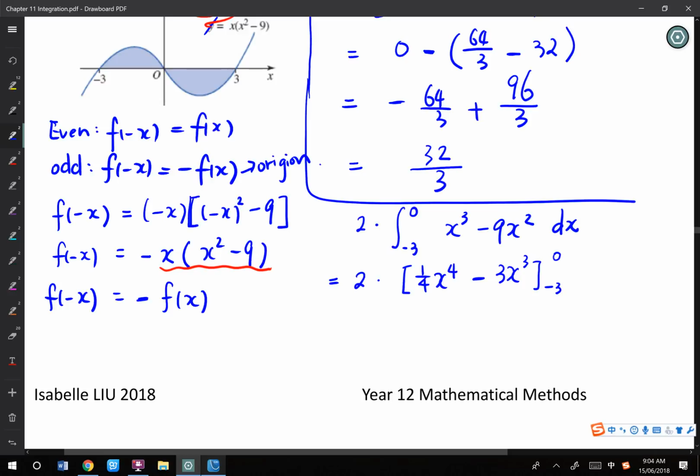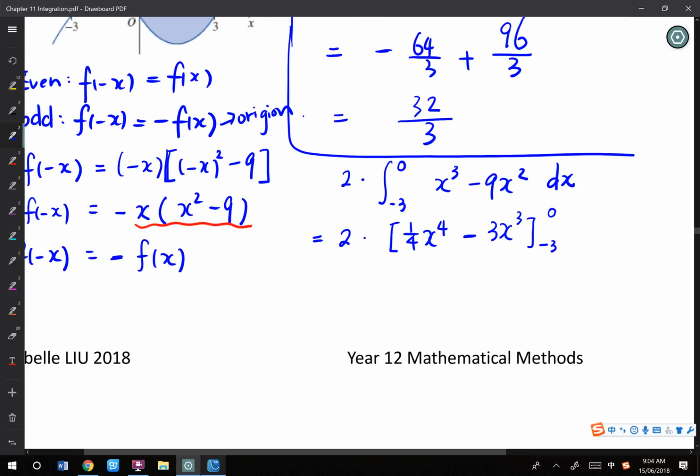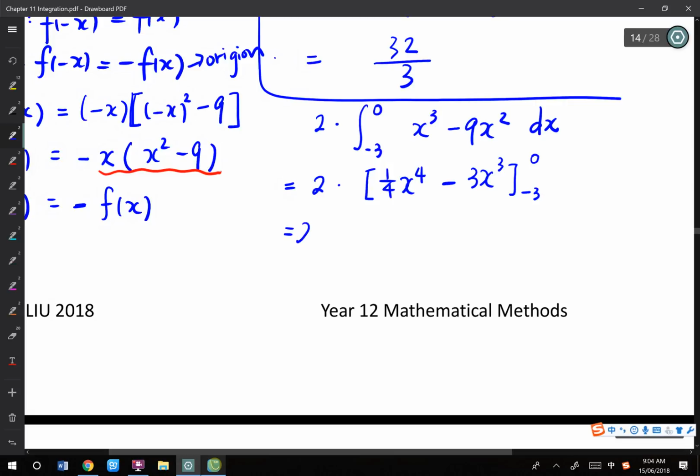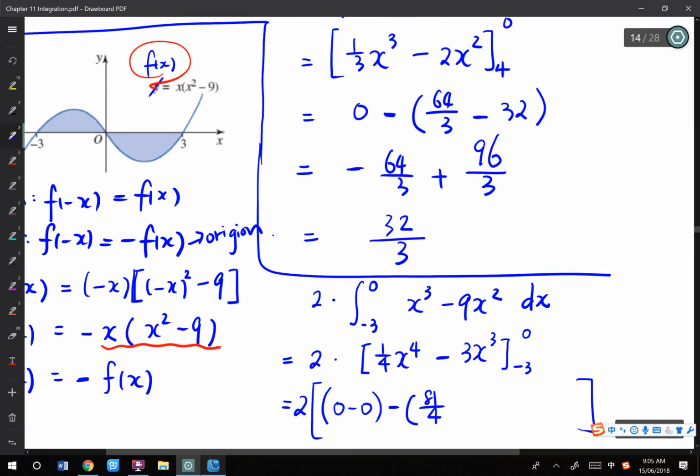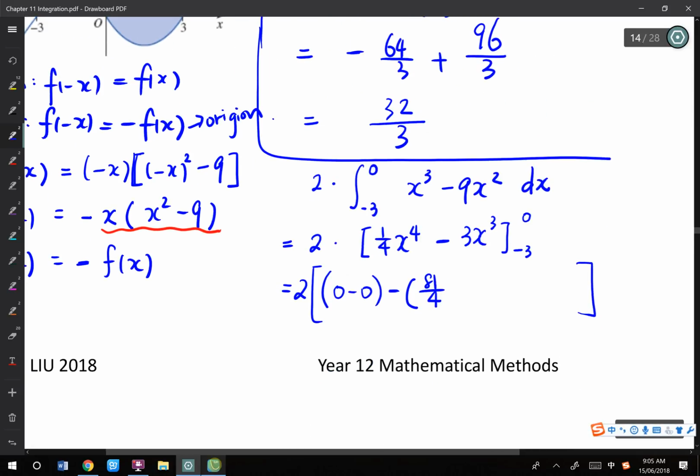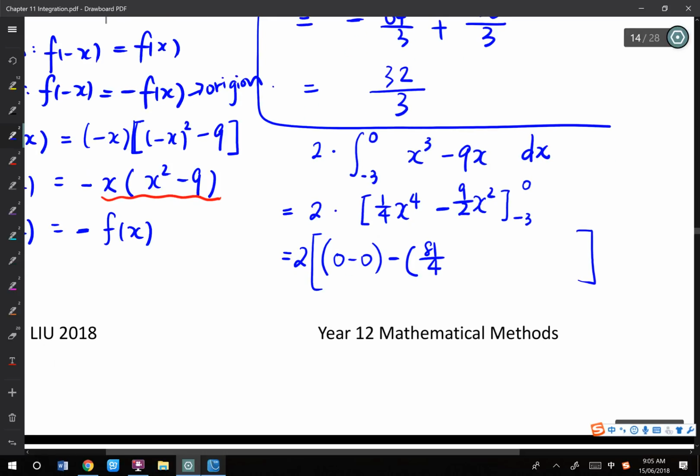So what I will have here is 2 lots of, well, you sub in the first, this is a square bracket. I sub 0 in. That will give me 0 minus 0. And minus the second function, sub -3 in. That's 81 over 4. Oh, it's 9x. That's a 9 over 2 x squared. Yeah, thank you for that.